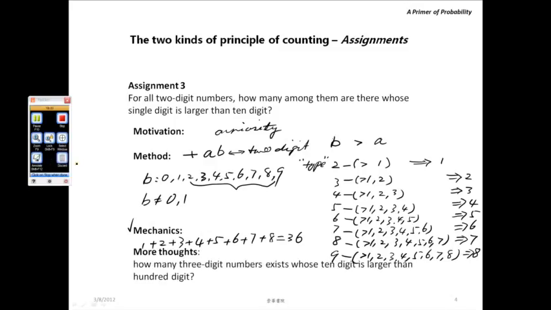How many 3-digit numbers exist whose 10 digit is larger than the 100 digit? Let's call this an end of our exercise class 1.